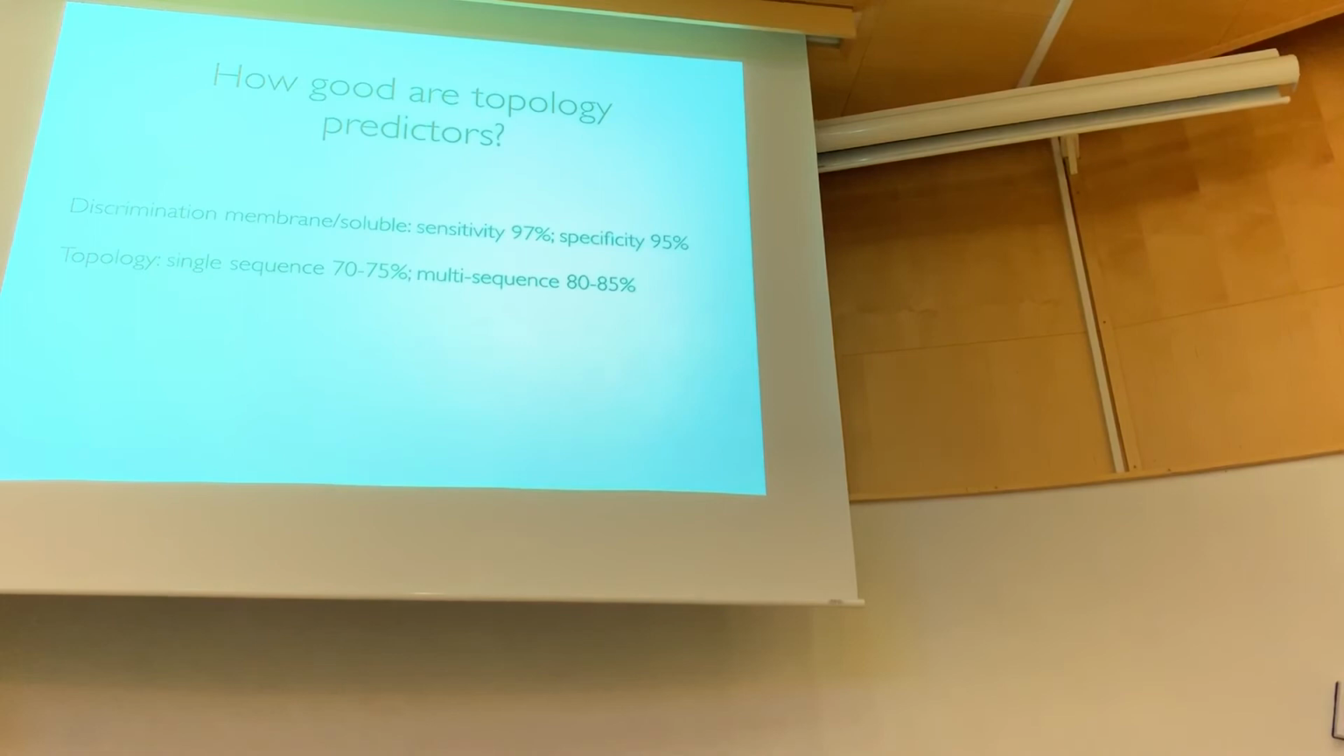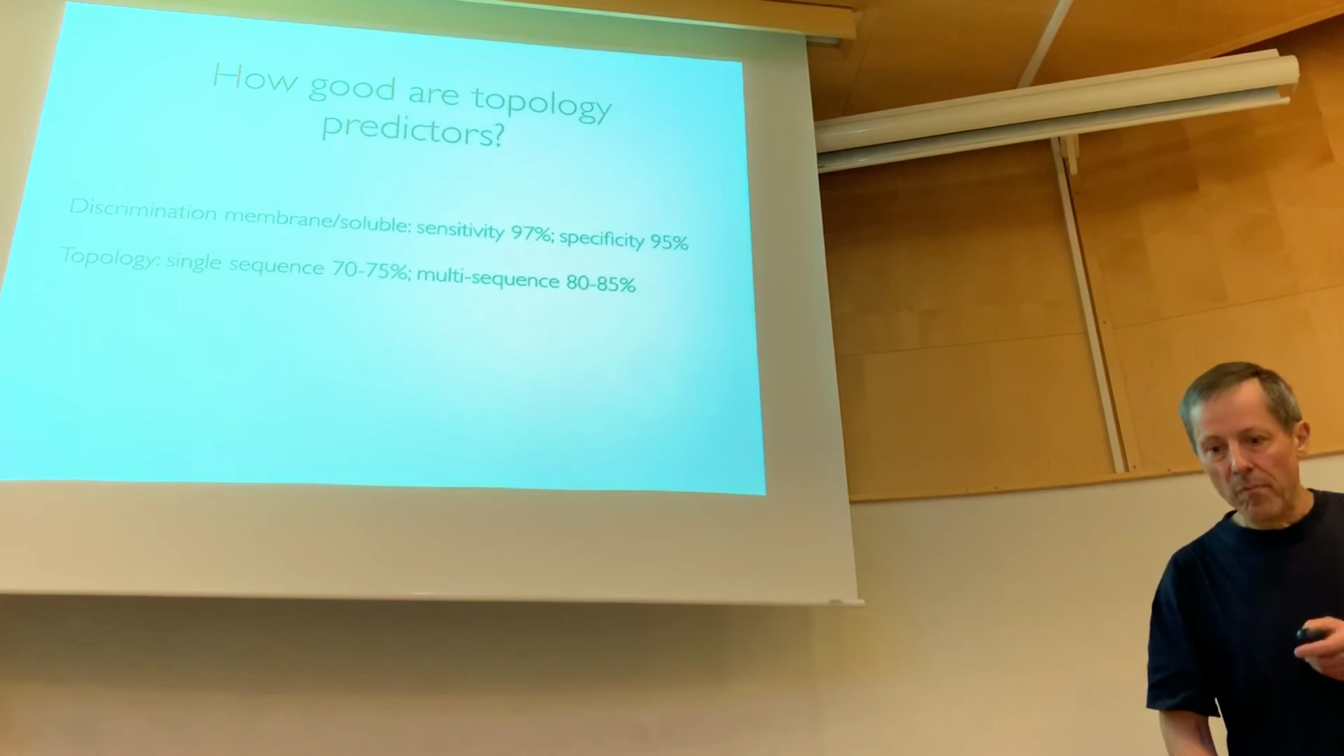Now, of course, these methods have also been expanded to take multiple sequence alignments into account, and that improves performance by 10% or so. So if you take your E. coli membrane protein, you do a blast, you align it to the hits, and you then do a prediction on all these proteins at the same time, then you improve prediction performance quite a bit. So in that way, maybe 80% or so of your predictions would be correct.